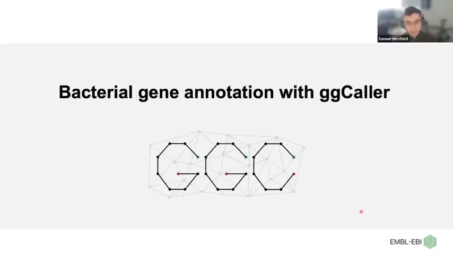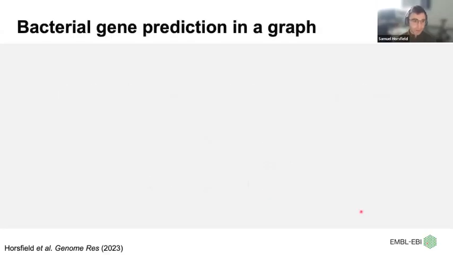So now I'm going to move on to a case study for using pangenome graphs in bioinformatics analysis. I'm going to talk about ggcaller, which is a tool that I developed during my PhD. So just to give an introduction to how conventional gene prediction is conducted and why you might want to do this in a pangenome graph.